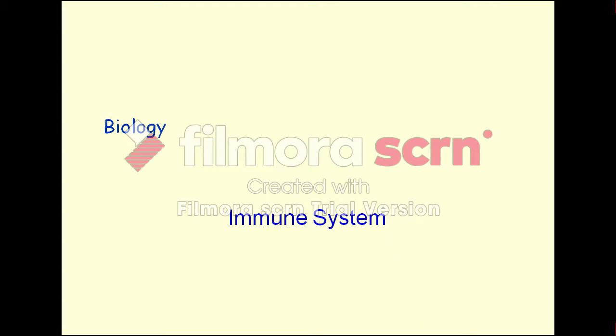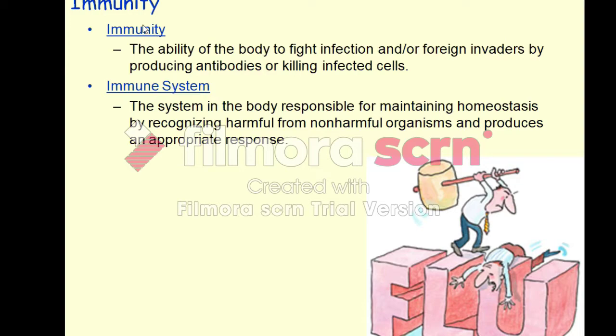So let's begin. Now, the first questions that come to mind are what is immunity and what is the immune system? Immunity is the body's ability to fight against infections or foreign invaders by producing antibodies or killing the infected cells or even ingesting them. Immune system is a system responsible for maintaining homeostasis by recognizing harmful from non-harmful organisms and producing an appropriate response.